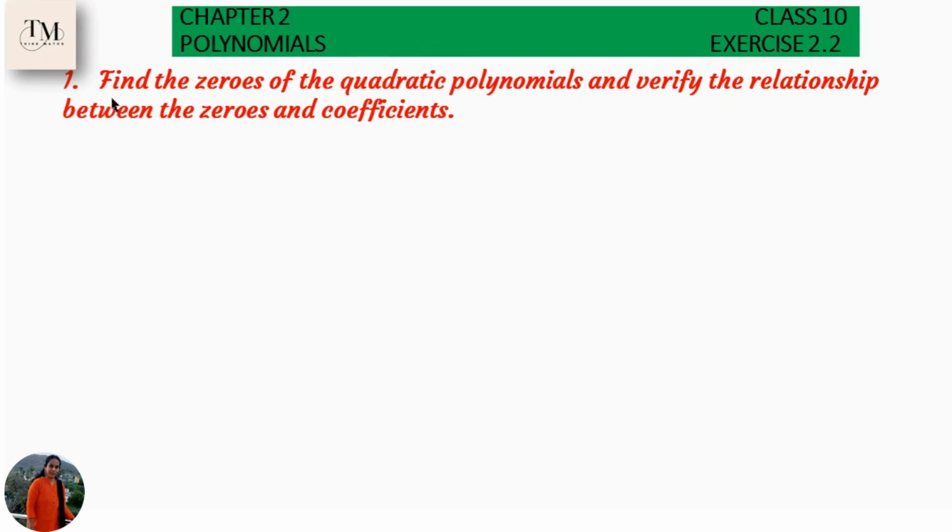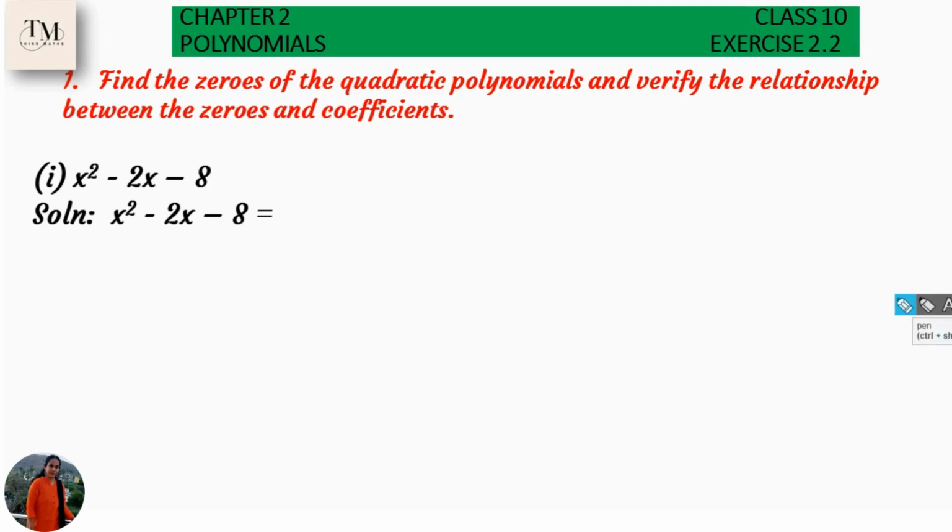So first question is find the zeros of the quadratic polynomials and verify the relationship between the zeros and coefficients. So we have to find the zeros and verify the relationship between the zeros and coefficients. First sum is x square minus 2x minus 8. First we have to find the two terms so that we can solve the equation.